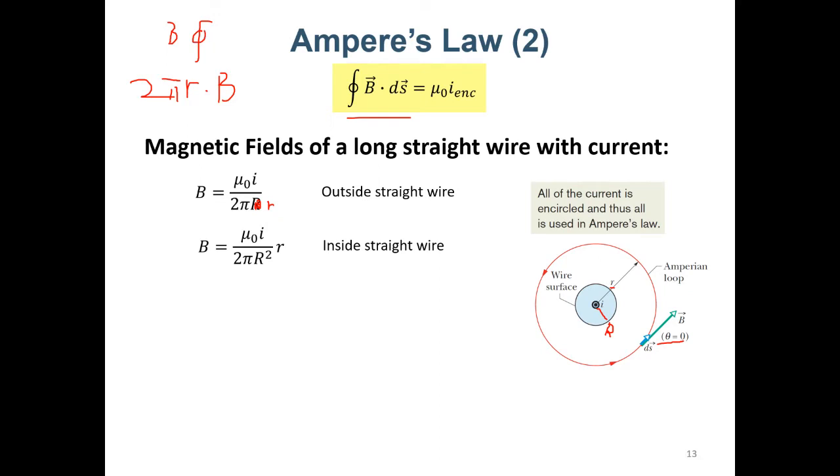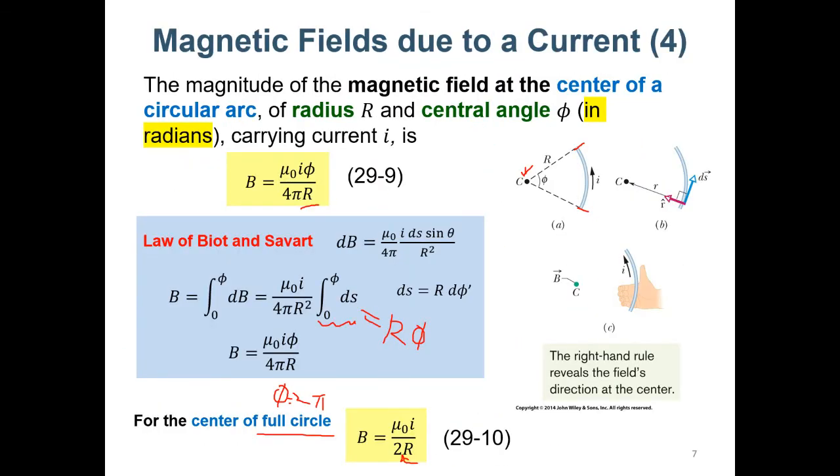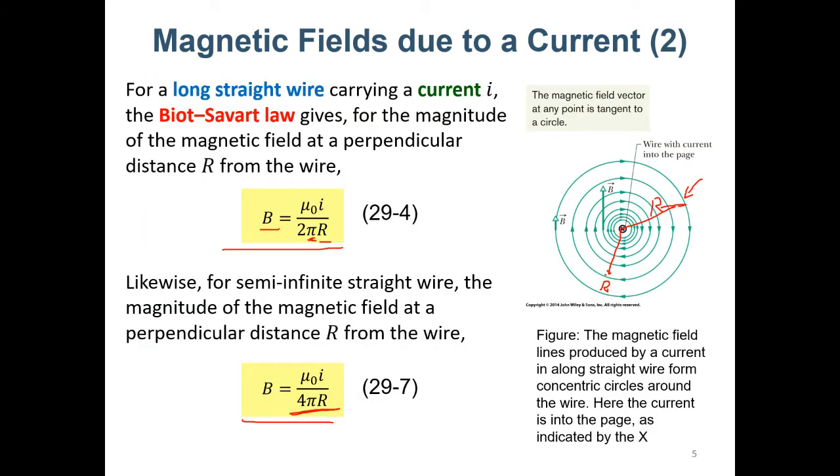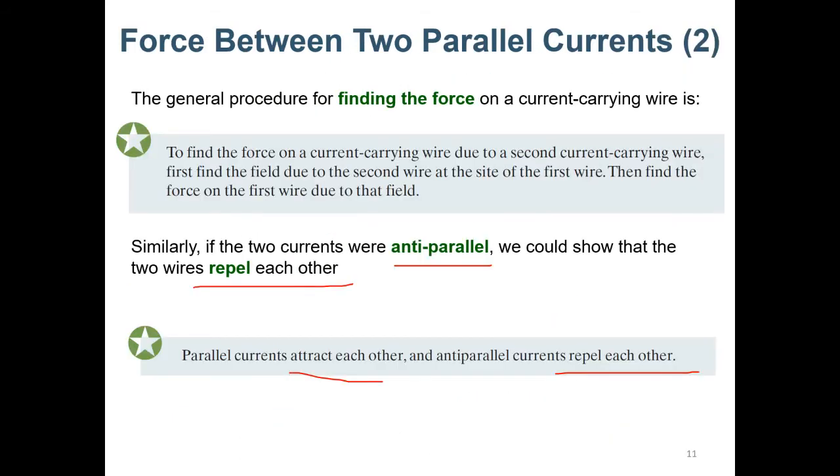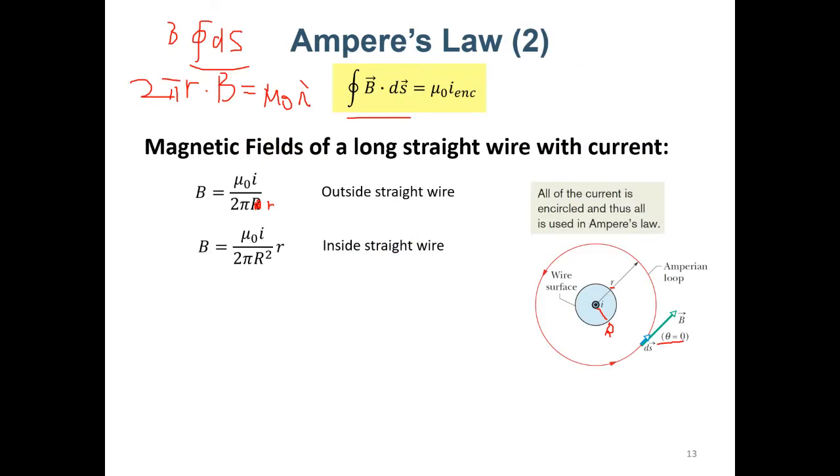So integration of ds is nothing but the length of the circle, which is 2 pi r. For the right side, mu zero I. So we can see that B is mu 0 I over 2 pi r, which is what we have derived here. But at this point, we consider the wire is very thin. Here we consider the wire has a thickness, so has a radius of capital R.